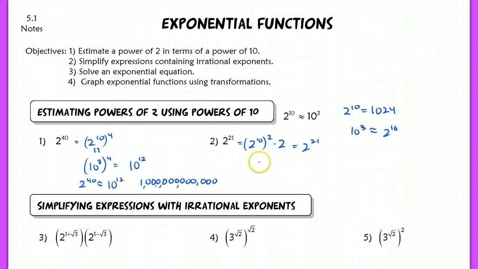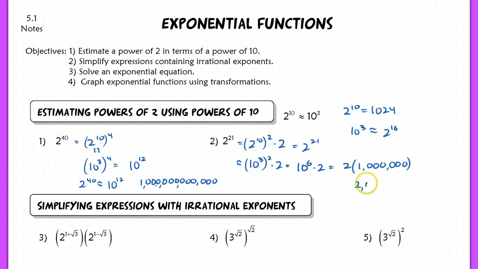Now 2 to the 10th, let's substitute in 10 to the 3rd here. This is going to be approximately 10 to the 3rd squared times 2, which gives me 10 to the 6th power times 2. So this is going to be 2 times 1 followed by 6 zeros. So we have 1 million multiplied by 2 to give me approximately 2 million.